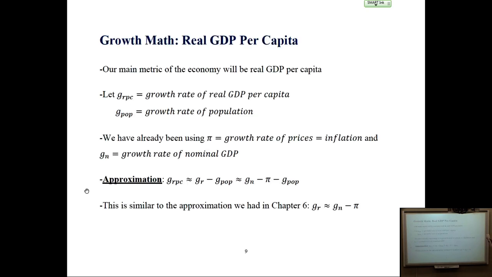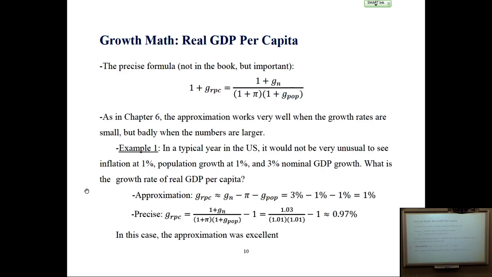So I'm going to use GRPC for the growth rate of real GDP per capita. GPOP was population growth. The other symbols we know from Chapter 6: GR is the growth rate of real GDP, G is the growth rate of nominal GDP, pi is inflation. So we have this approximation we talked about last time in class, where the growth rate of real GDP per capita is roughly the growth rate of nominal minus inflation minus population growth.